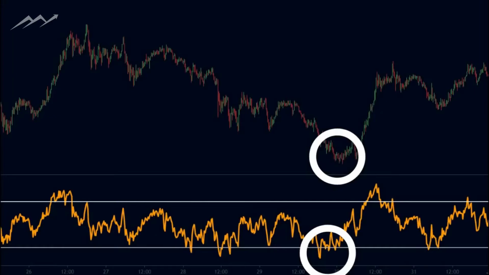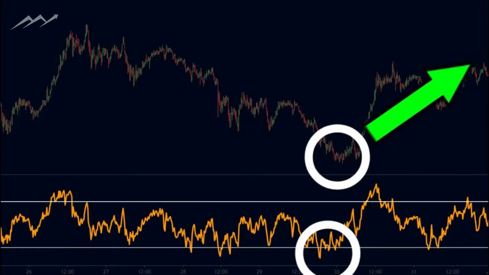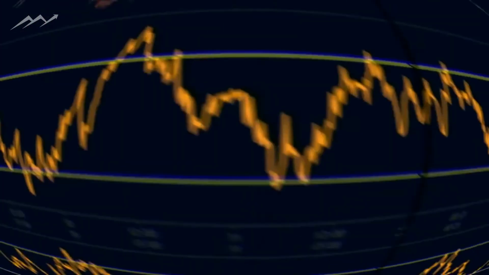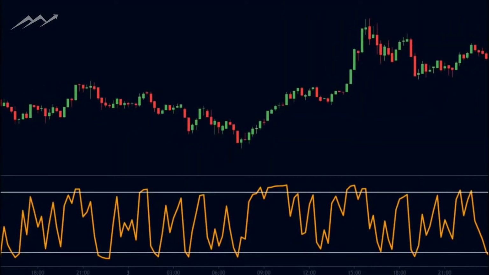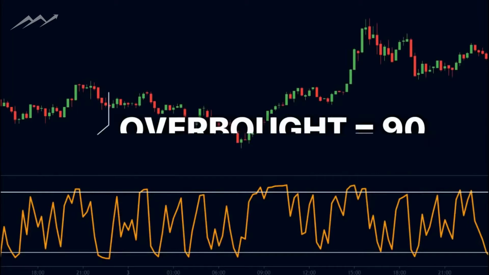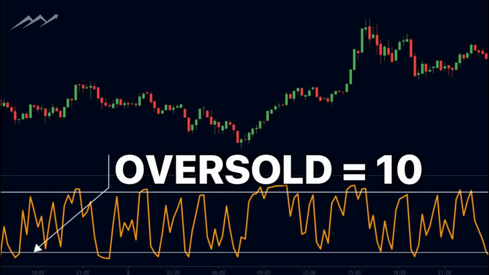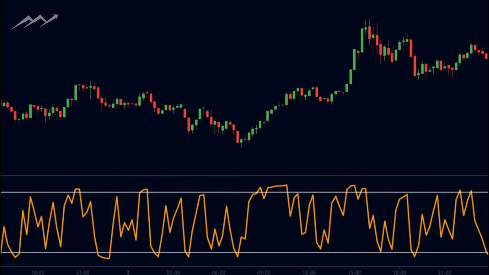In other words, the price has become cheap, and we can expect an up move. For our strategy, we will modify the settings of the RSI to suit us. Hence, we will change the RSI period from 14 to 2. We will also change the overbought level to 90 and the oversold level to 10. This will give us a fast-moving RSI.